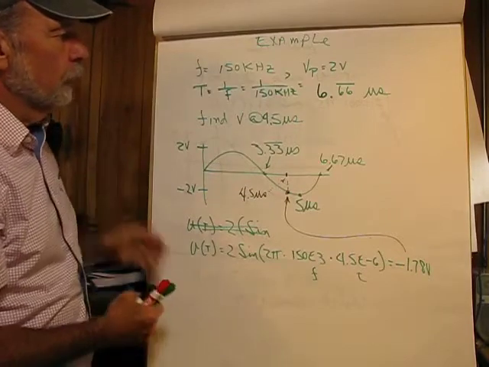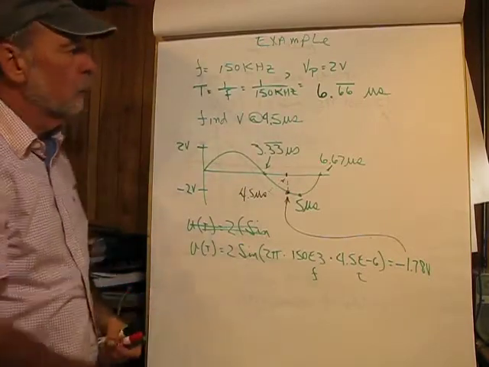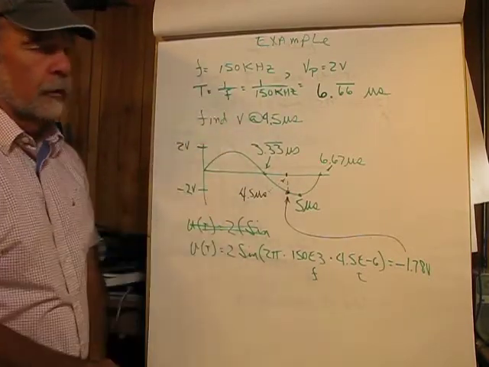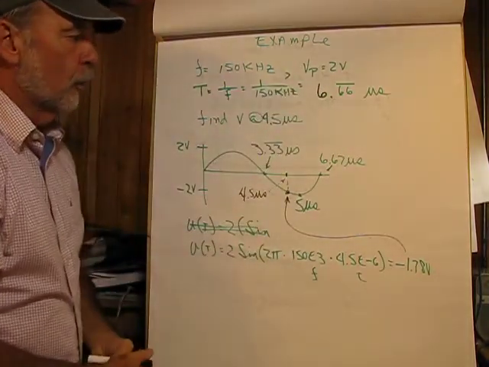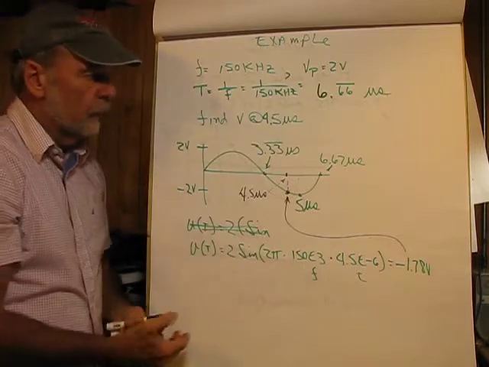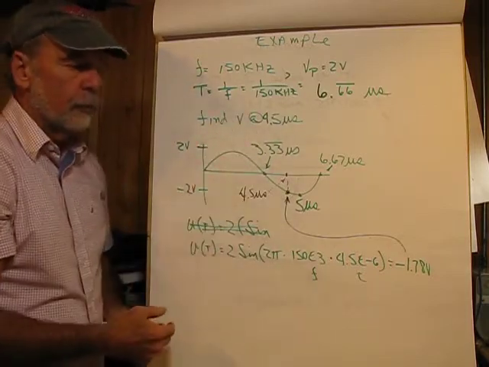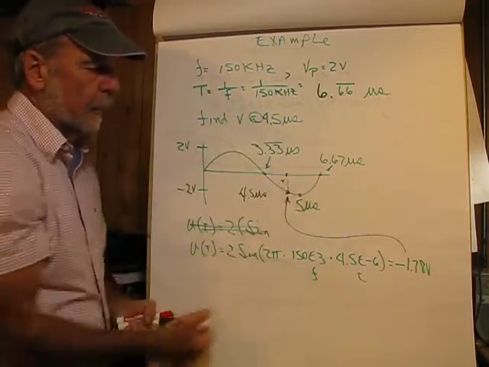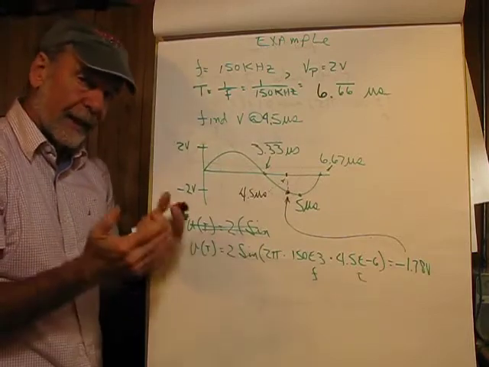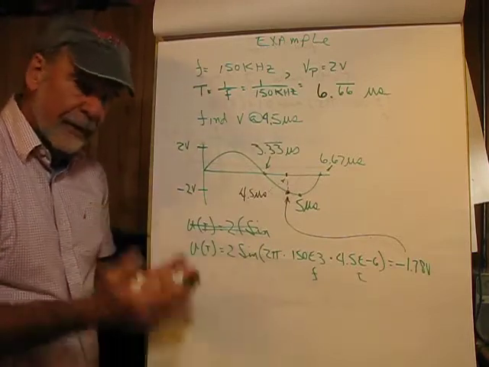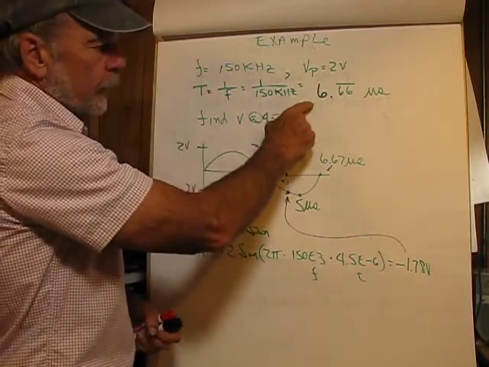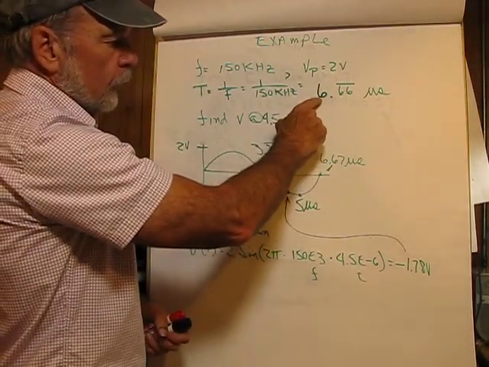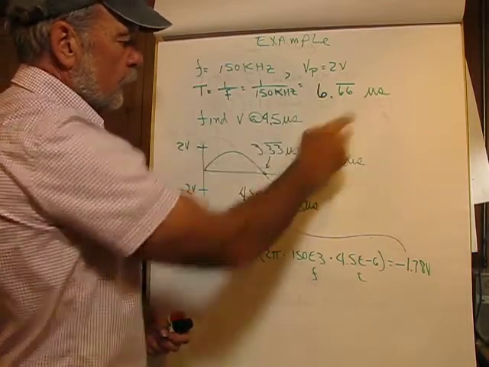Okay, let's take another example that isn't so clean. We're going to let F equal 150 kilohertz, V peak equals 2 volts, and the first thing I want to do is find out what the period is of 150 kilohertz. And the reason is, I want to put that down on my diagram so I know my answers are kind of close. So they need to make sense. So in finding the period, I see a repeating decimal here, 6.66 microseconds.